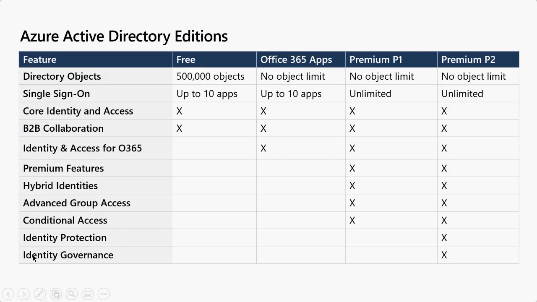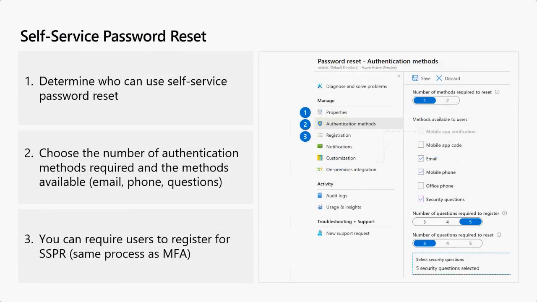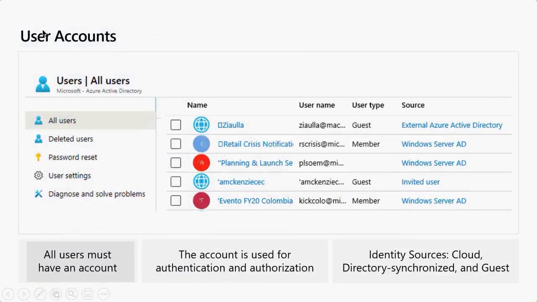You can learn it. And identity governance, identity protection, conditional access is the one we have just seen, MFA. Whenever a user is meeting a particular condition, only then is he allowed inside the company. So self-service password we have seen, and users and groups also we saw. How to create users, how to create a single user. All users must have an account, and the account is used for authentication and authorization. And again, identity sources: cloud, directly synced, or guest. So guest also I can create.